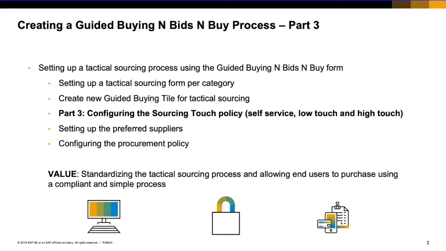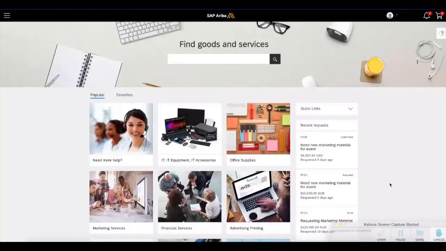With your tactical sourcing forms, you want to be able to distinguish when it should be self-service, so when your end users can request a commodity and send it out to the 3 preferred suppliers without the intervention of your procurement team, and when you want your procurement team to be involved or not, using the low touch and high touch policies as well. Once we've done that, we'll discuss how to set up your preferred suppliers and then configuring the procurement policy based on your categories and commodities. The real value area is we're standardizing the tactical sourcing process.